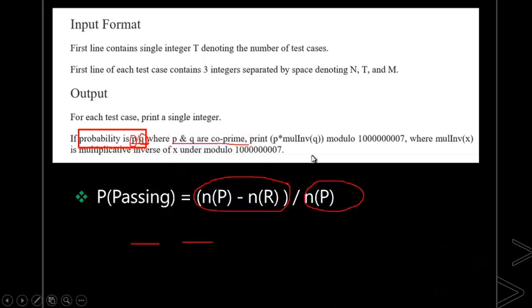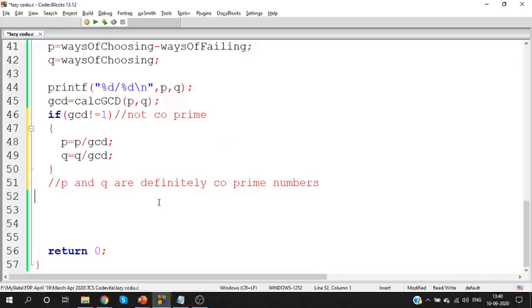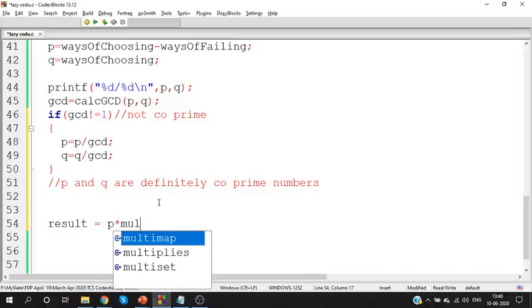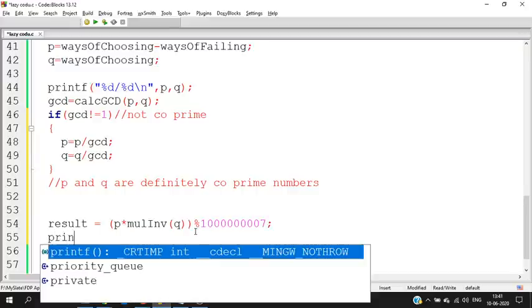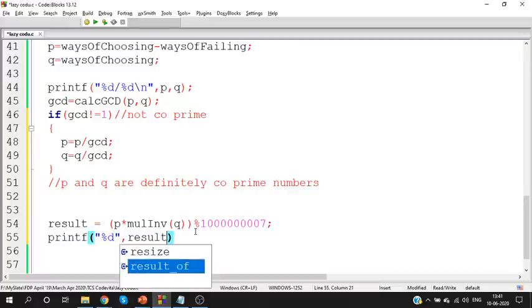Okay. After doing this, the last step to be done is P into multiplicative inverse of Q modulo 10 power 9 plus 7. How will I calculate the result? The result is equal to P into multiplicative inverse of Q modulo 1 followed by 8 zeros followed by 7. Whatever you get as result, just print it. Print of percentage D comma result.